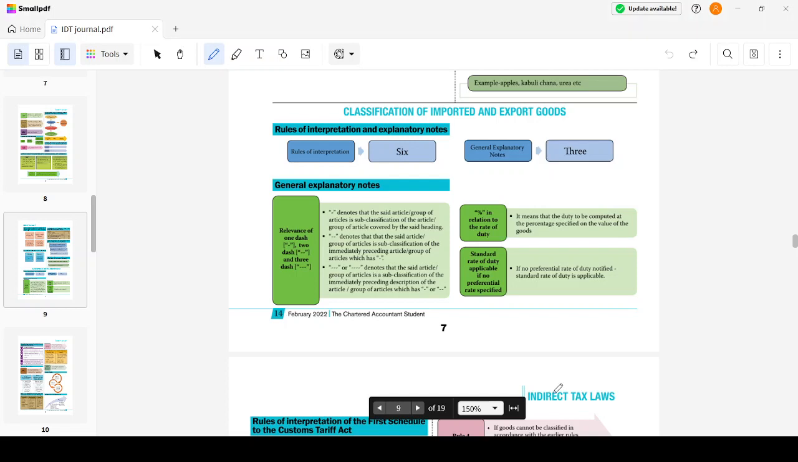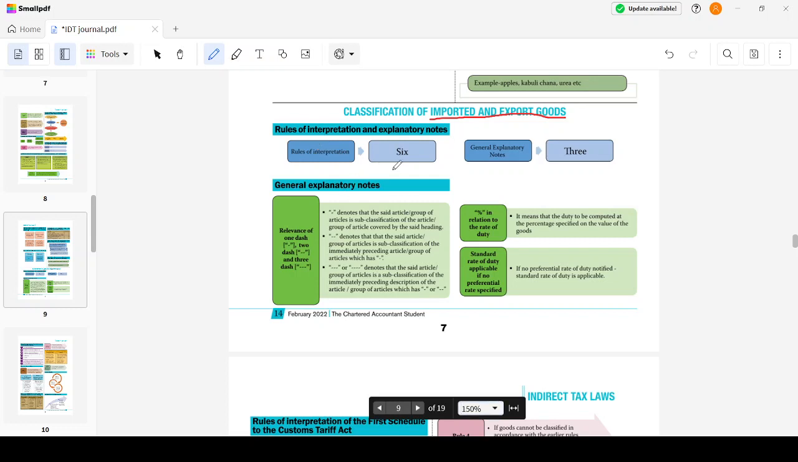Hi everyone. In this video, let's discuss the classification of imported and exported goods under the Customs Act. Basically, we are going to discuss three major topics. One would be the rules of interpretation. Second would be general explanatory notes, and third would be the discussion with respect to project imports. Let's begin with general explanatory notes first, followed by rules of interpretation, and lastly, we'll cover project imports.